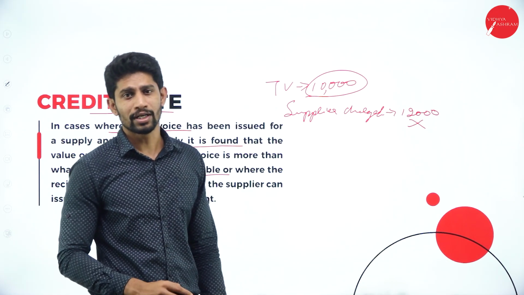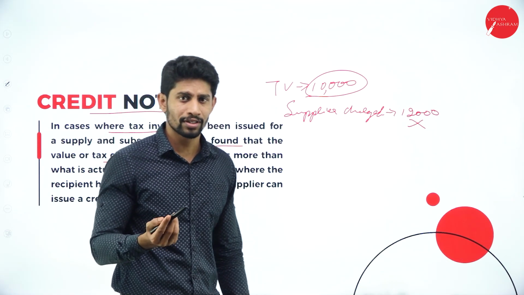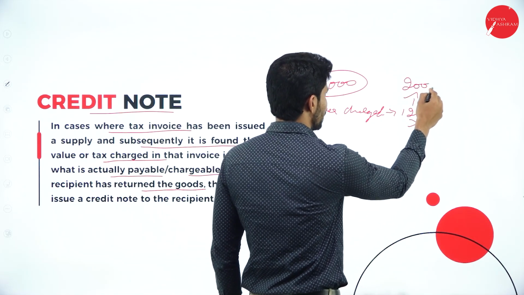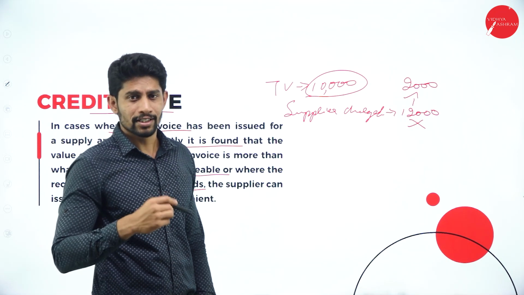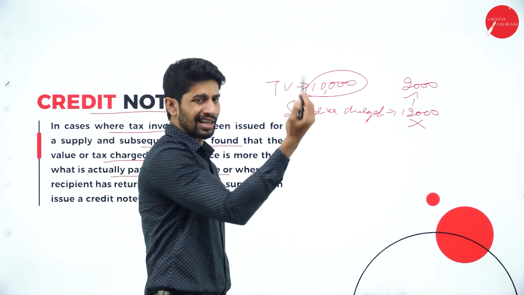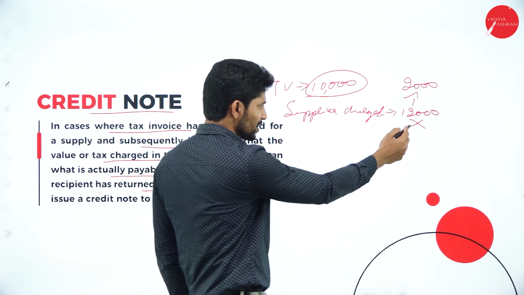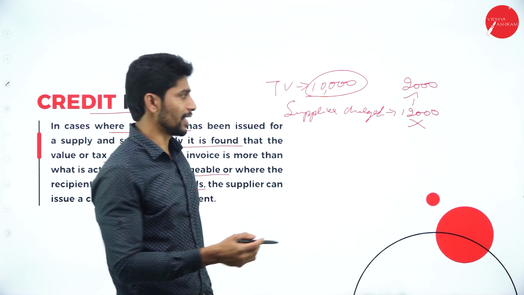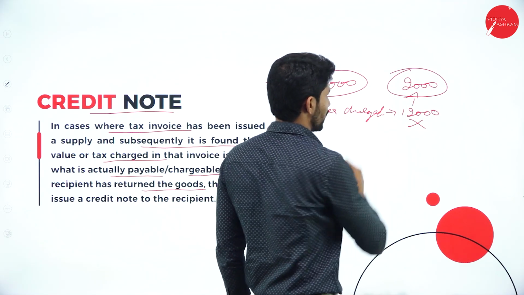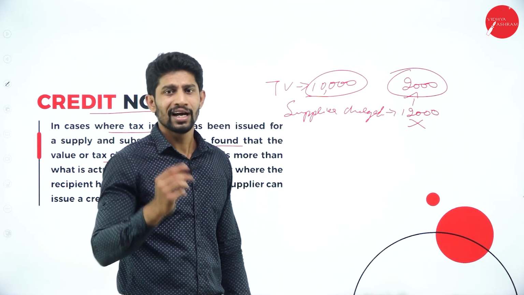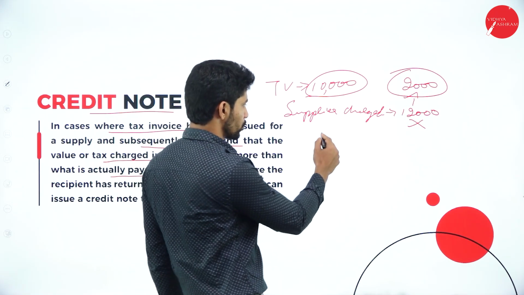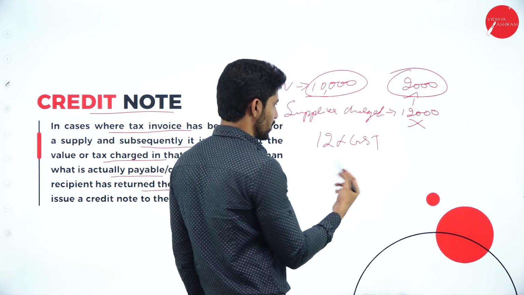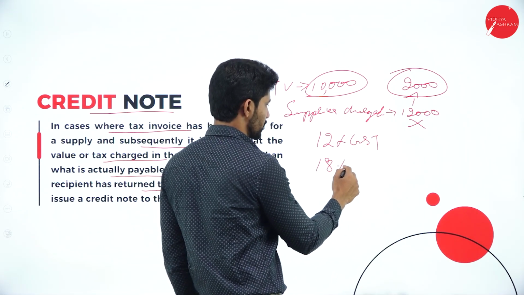So at that time, what can he do? He can raise the credit note and credit the excess 2,000 that was collected to your account. He was supposed to charge 10,000, but he charged 12,000. Now he can raise the credit note and remit the 2,000 rupees of excess amount he collected to your account. Or let us say he is supposed to charge 12% of GST, but he charged 18% of GST.